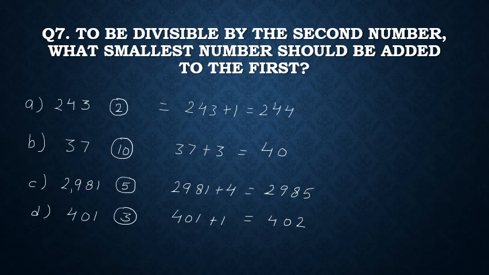Now the E part is 7291. To make this number divisible by 3, we are going to add 2: 7291 plus 2 will become 7293. Now this number is divisible by 3.